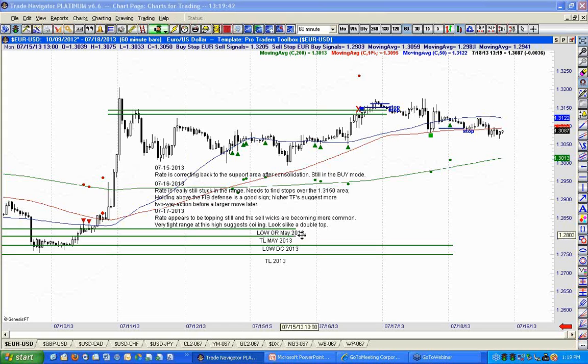Low opening range for May 2013, the traded low May 13, low daily close for 13, and then the traded low for 2013, the whole year. That's what I consider the support area. I would like to see some buy signals coming on over here, and we did a couple here and there. This is a 60-minute time frame, so I'd like to start my analysis on a 60-minute time frame.